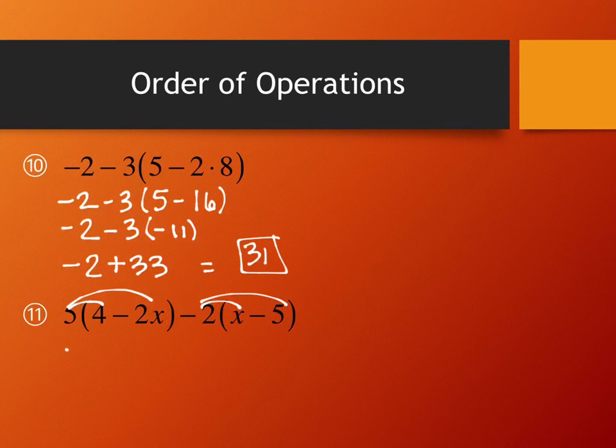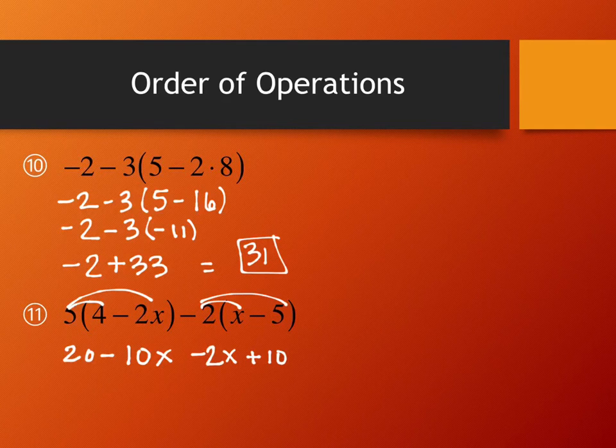So I have 5 times 4 is 20. I have 5 times negative 2x, which is negative 10x. And then make sure that the negative is still connected to the 2. So I have negative 2 times x for negative 2x. And then I have negative 2 times negative 5 for a positive 10. So that's my multiplication step.